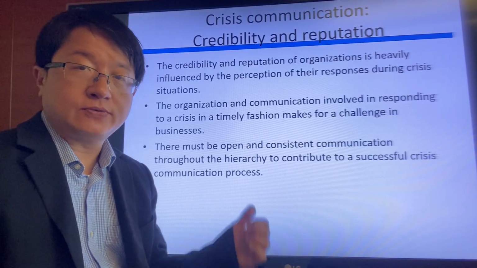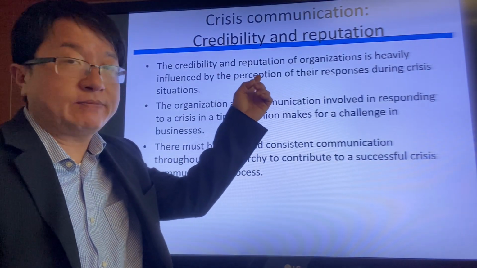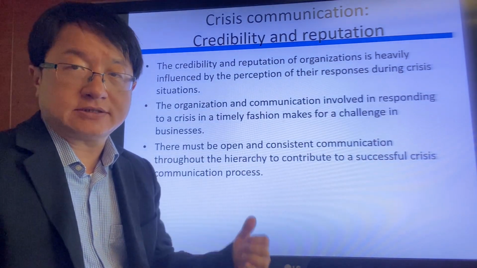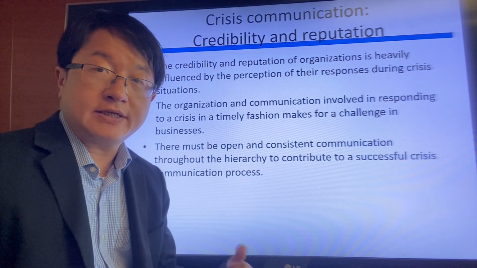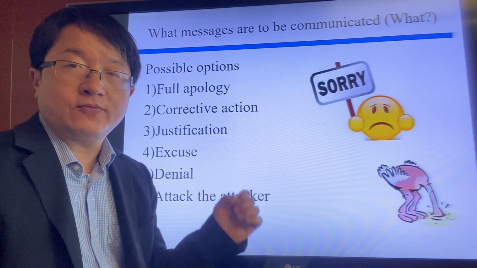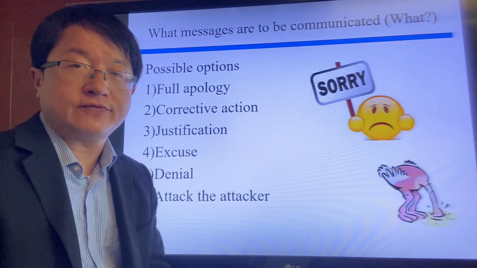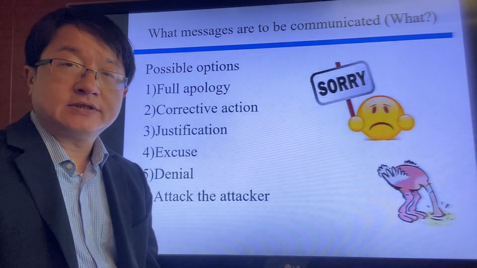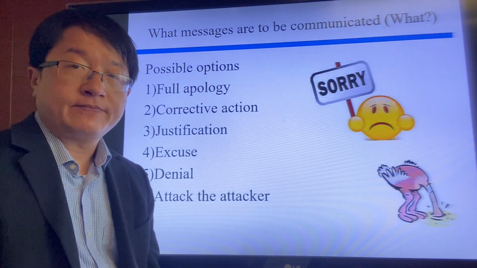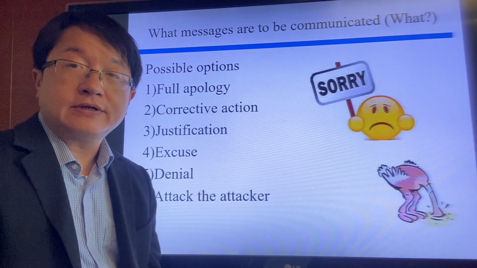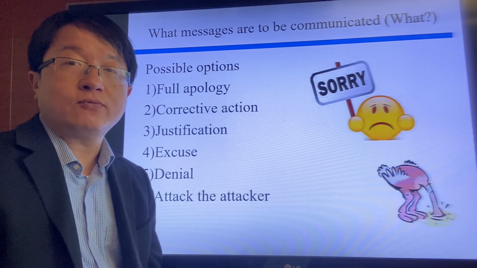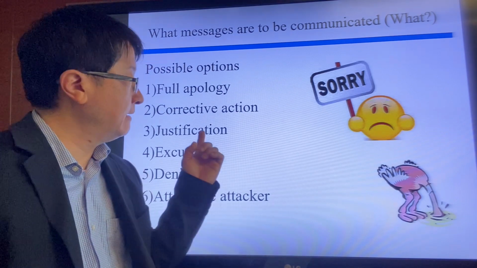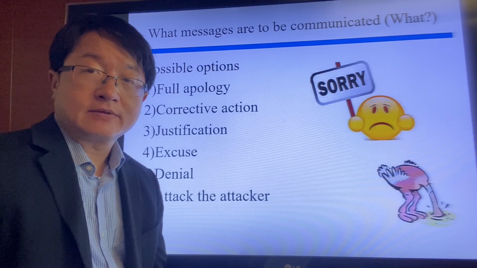In short, we need to maintain a good credibility and reputation of your company, so that whenever there's another crisis occurring in the future, the message of the company is trustable. These are the possible ways that you can communicate your message with your audience. Give a full apology, or take some corrective actions. And sometimes you may argue and try to explain the reason why you have these decisions or why this crisis happened and make justifications for this.